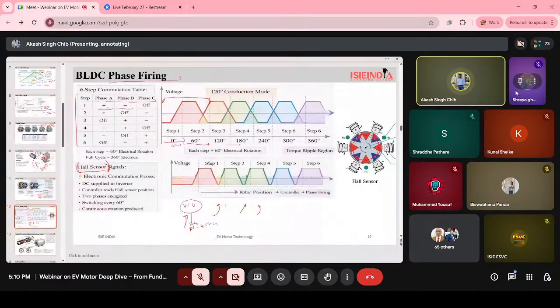So I hope everyone has understood this BLDC phase firing, how the phases get energized after each step. At 120-degree commutation, we have a total of two steps: about one phase 0 to 60 degrees, then 60 to 120 degrees. These are the electrical rotation, and these generate the torque ripple inside the motor.